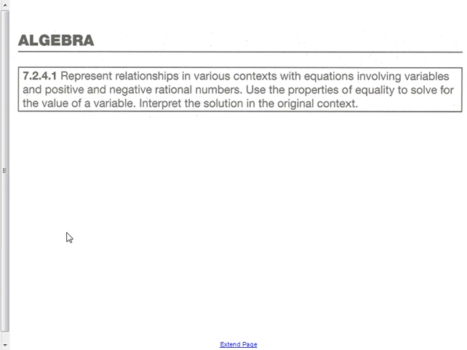In lesson 7241, we're going to represent relationships in various contexts with equations involving variables and positive and negative rational numbers. Use the properties of equality to solve for the value of a variable. Interpret the solution in the original context.